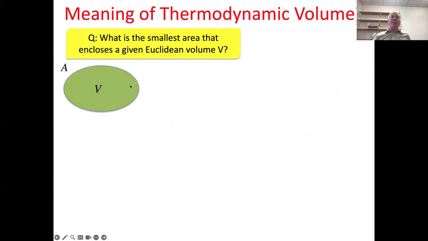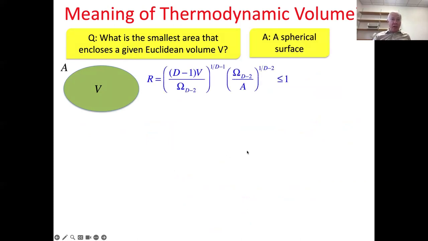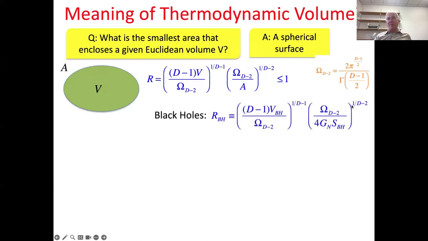It means this. There's an old geometric question that says, what is the smallest area enclosing a given Euclidean volume? The answer, in the interest of time, I know I started a bit late, but I'm going to run out soon, is a spherical surface. And one can construct a ratio that takes the volume divided by the area in a dimensionless manner in D dimensions. And you can show in Euclidean geometry that this ratio for any surface enclosed by a given area is always less than one, where this omega is given by this product of pi over a gamma function. So you can put V for the thermodynamic volume of a black hole, and A is four times the entropy, since entropy is a quarter of the area.